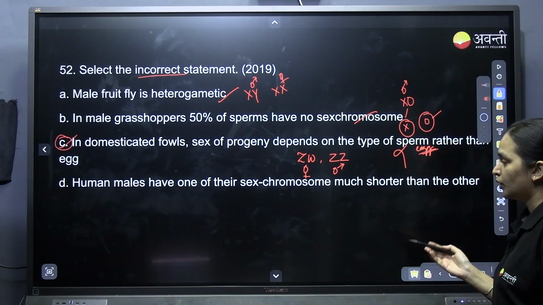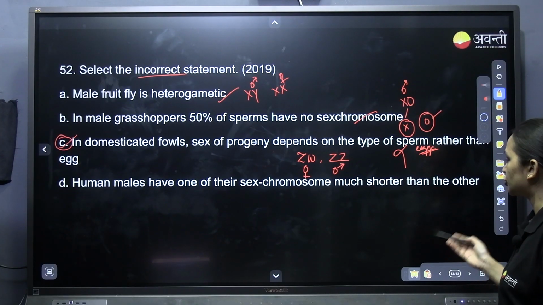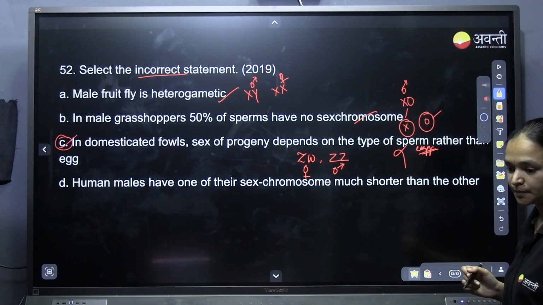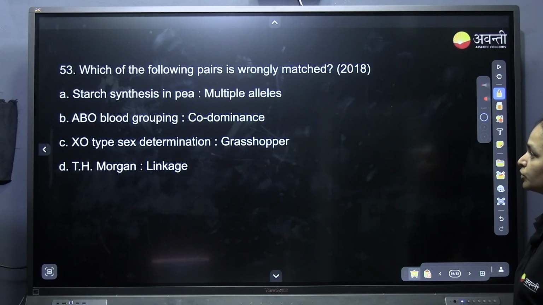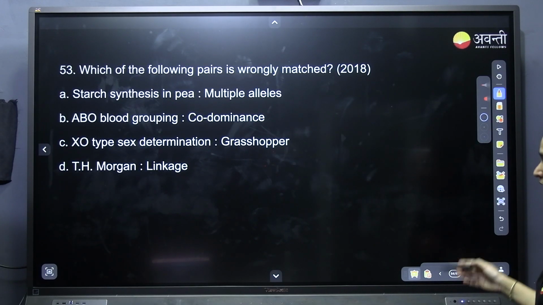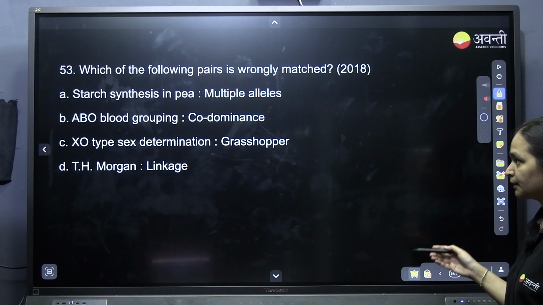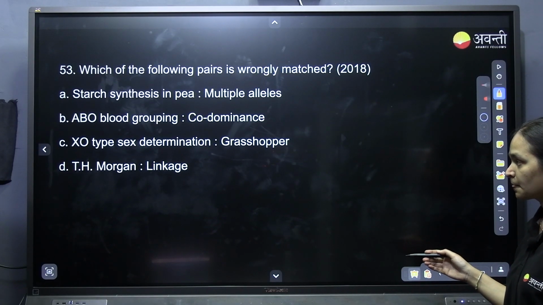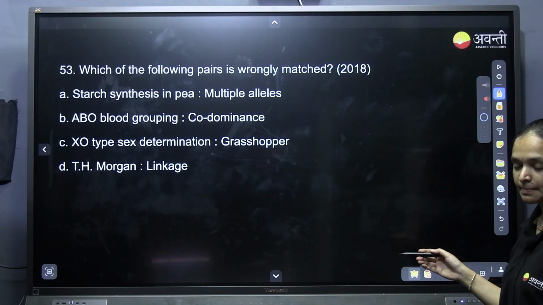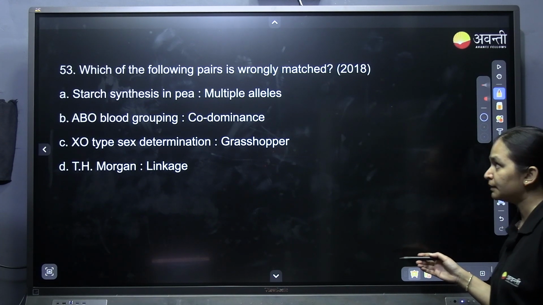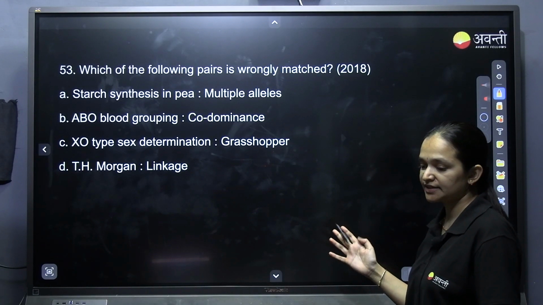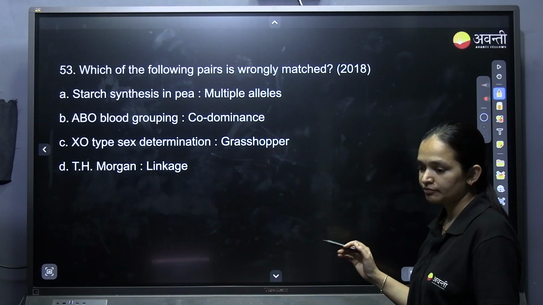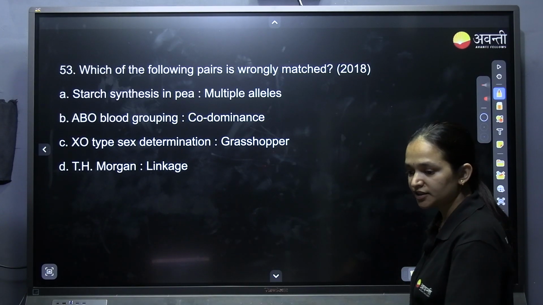Human males have one of their sex chromosomes much shorter than the other. Yes, Y is much shorter than X. Which of the following pairs is wrongly matched? Starch synthesis in pea is multiple allele. Is it correct? No. Which type? Starch synthesis in pea is an example of polygenic.